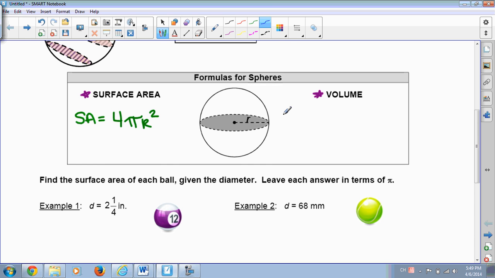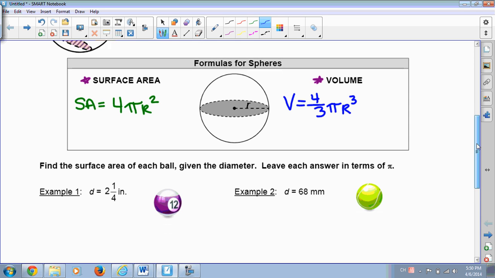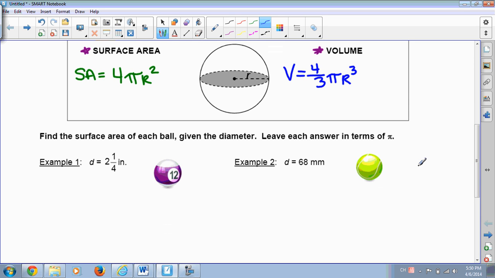The volume of a sphere is 4/3 pi times radius cubed. 4/3 times radius cubed. Okay, let's go ahead and use these two formulas in the next few problems. We are going to start with problem number 2. Find the surface area of each ball given the diameter. Leave each answer in terms of pi.